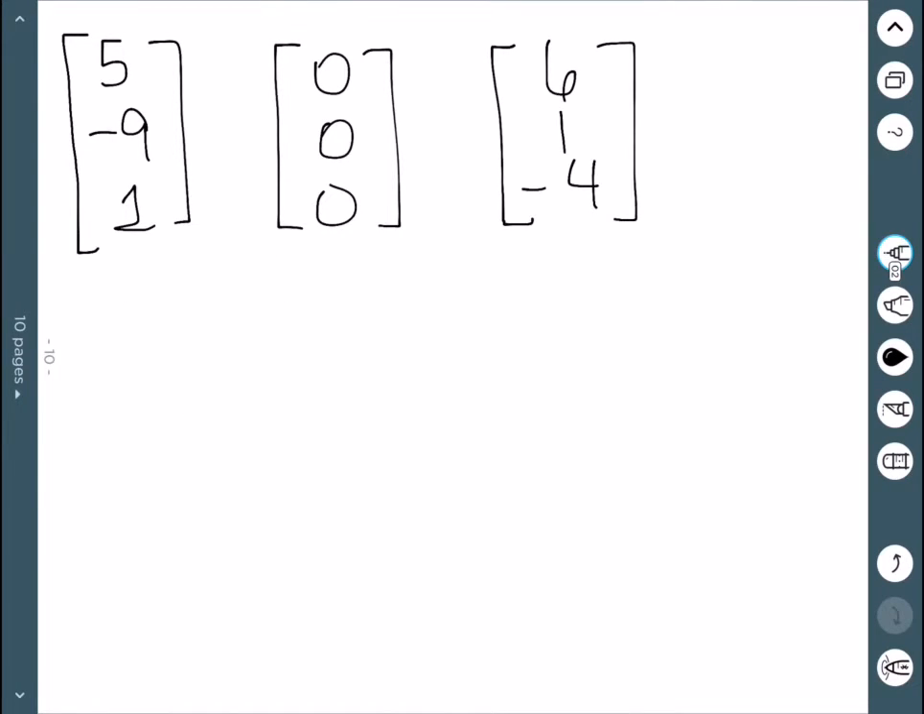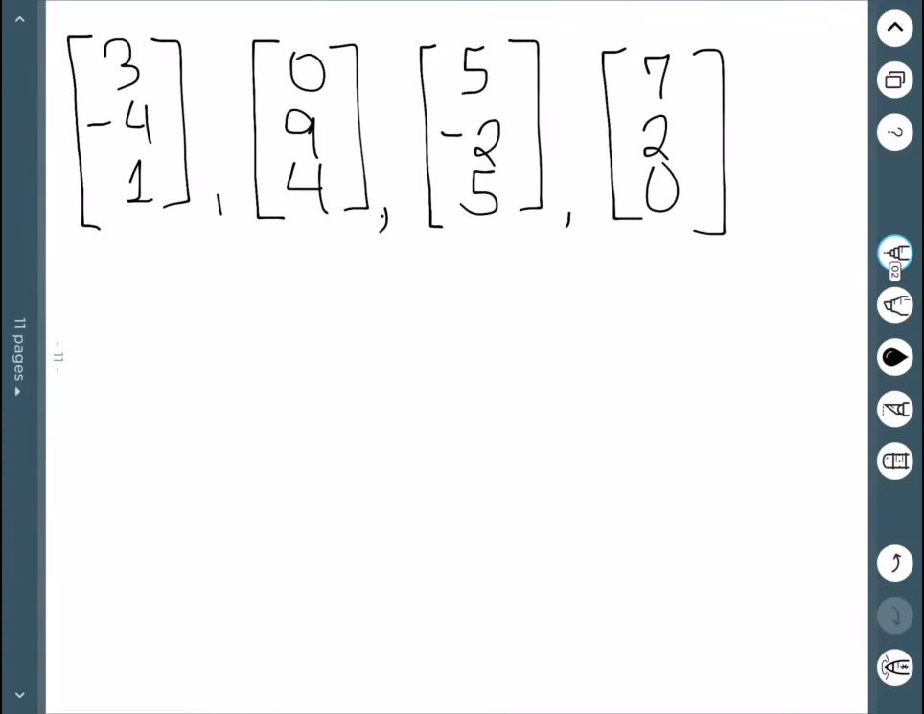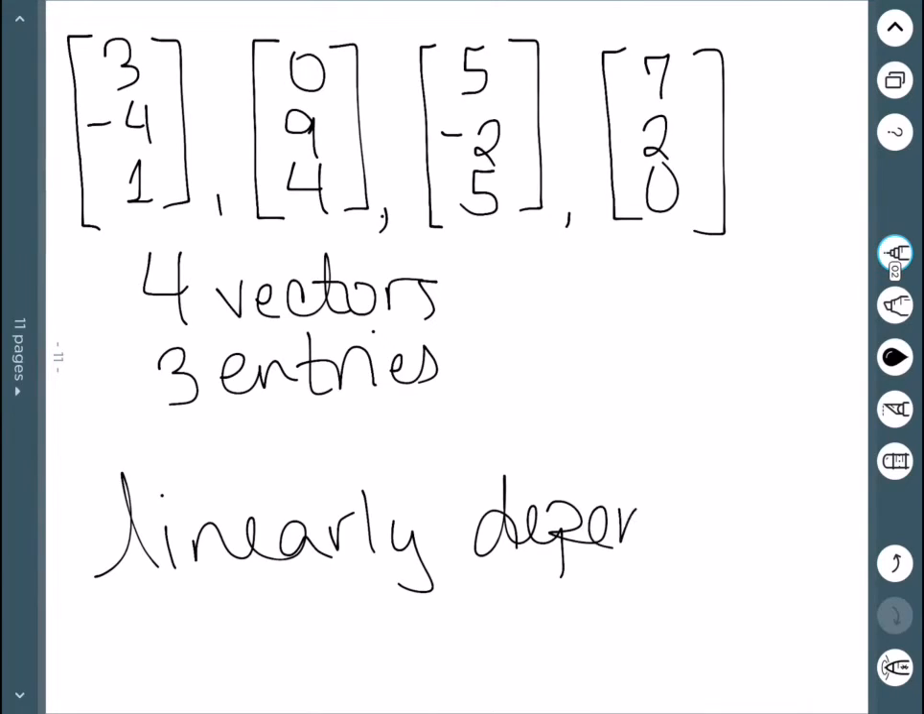Here I have a set of three vectors, and the center one is the 0 vector. And anytime we have the 0 vector, we can automatically say that the set is linearly dependent. As our last example, I have a set of 4 vectors with 3 entries. And here we have more vectors than entries. Since we have 4 vectors, each vector has 3 entries. So the theorem told us that this set is linearly dependent, because if we try to form the matrix, we'll be forced to have a free variable.